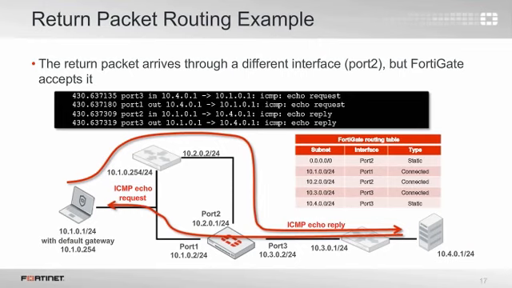Because the local workstation default gateway is 10.1.0.254, the ICMP echo reply goes to the local router first. Then the packet arrives at FortiGate port 2. The result is asymmetric routing. The return traffic is following a different path than the originating traffic. The return packet is arriving at port 2 instead of port 1, where the originating traffic was sent. In these cases, FortiGate accepts this asymmetry. No packets are dropped, and UTM inspection is not affected.